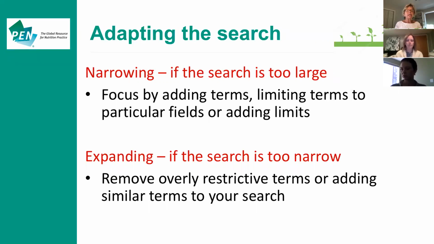I talked generally, or used a couple of examples, of how the search could be narrowed if it was too large, or expanded if it was too narrow. And although I didn't go through the example, when I did that search on polycystic ovary syndrome and added too many dietary interventions together, dietary supplements or vitamins or minerals, it narrowed it too much. So it was better to keep it very broad rather than adding too many options for interventions.